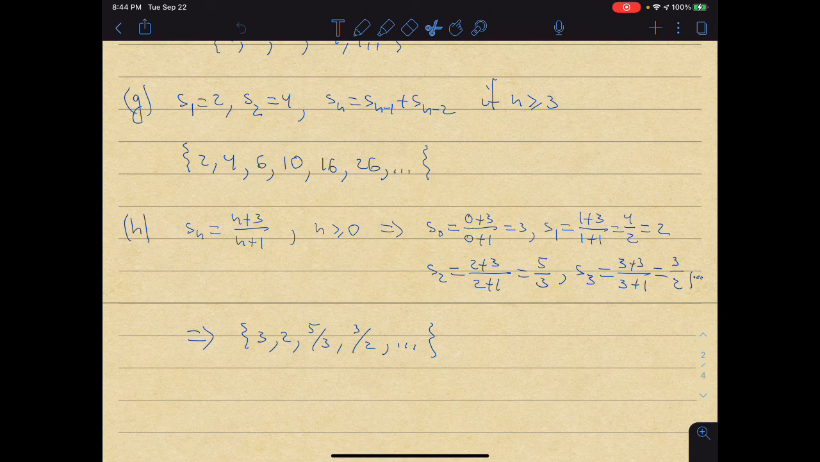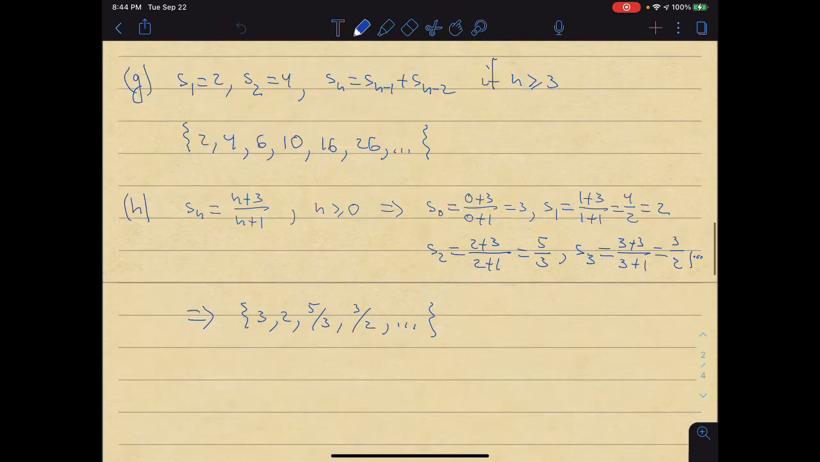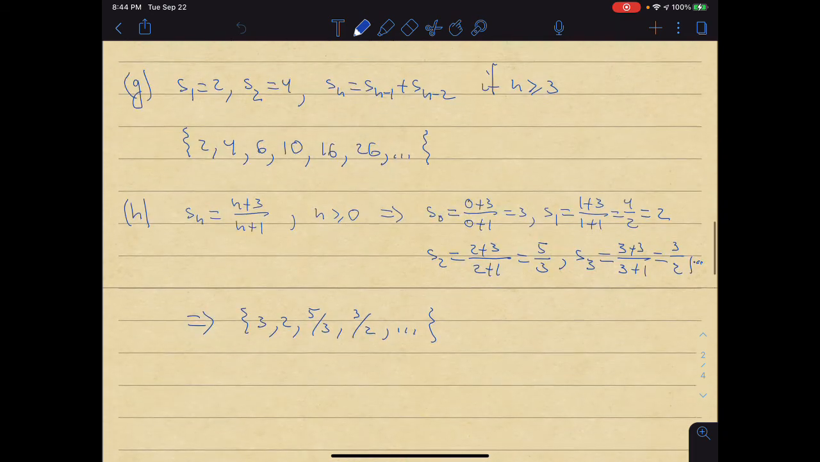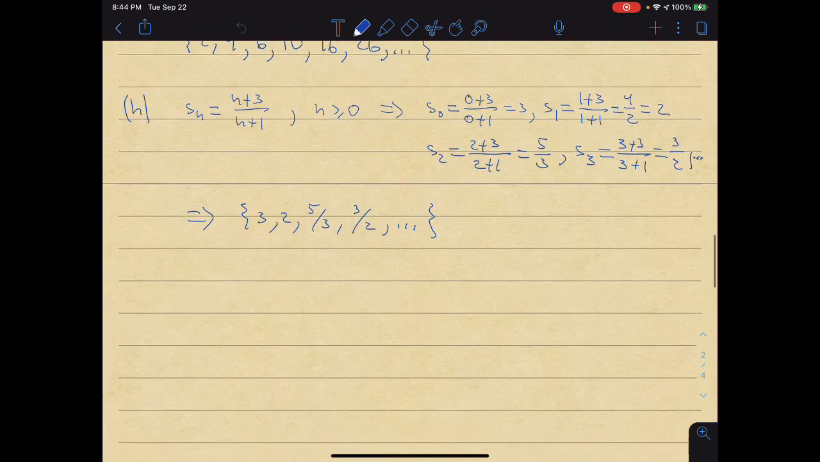So, for instance, by looking at a sequence like this, so another example, let's call this GHI.